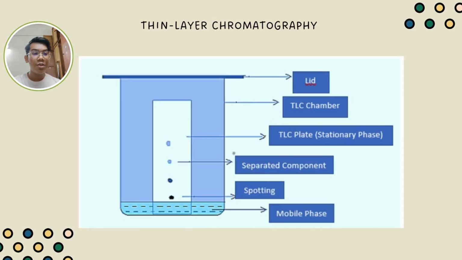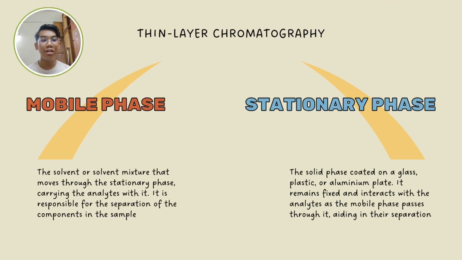If you all can see the picture in these slides, we can see how to make the correct thin layer chromatography. A TLC plate is a stationary phase placed in a TLC chamber where there is a mobile phase. What is mobile phase and stationary phase?